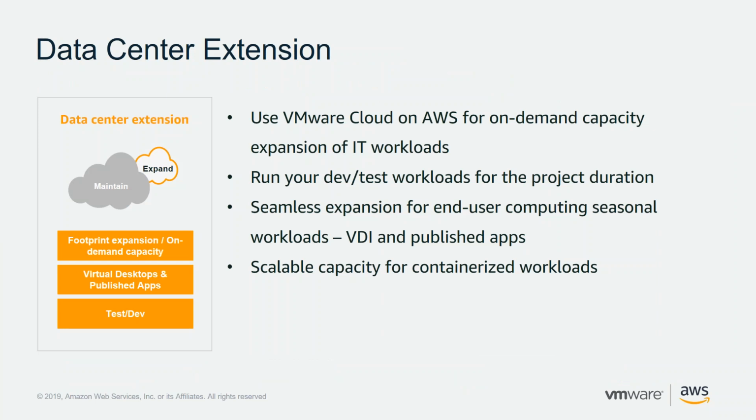The first use case is data center extension. VMware Cloud on AWS provides on-demand capacity. Customers can look at VMware Cloud on AWS as an extension of their on-premises data center. You can move your dev and test workloads during the project duration and deprovision them as the project ends. It also provides scalable capacity for your containerized workloads so that you can meet your workload demands as they grow and shrink. And you can use it for seasonal workloads like VDI and published apps, where demand could vary every day.